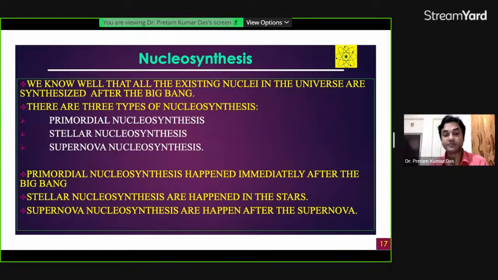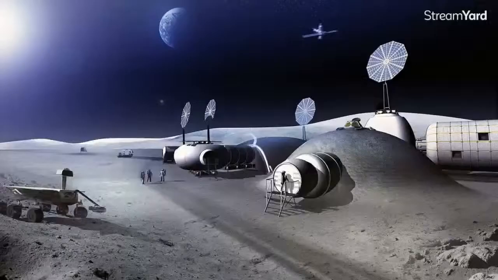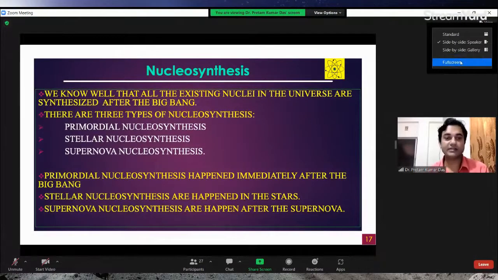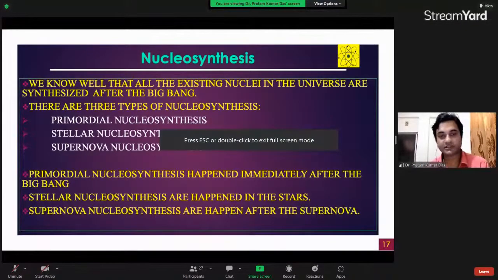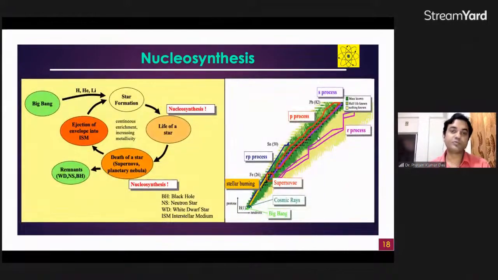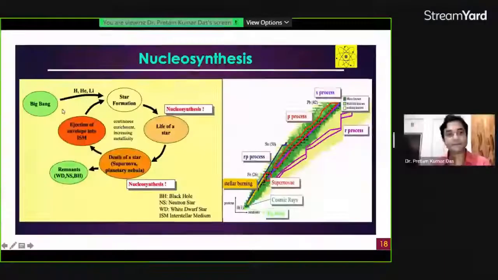Nucleosynthesis, the nucleus which are formed here. You can see, if we consider the start of our universe from Big Bang, after Big Bang we get three stable nuclei that are formed, and that is known as primordial nucleosynthesis.